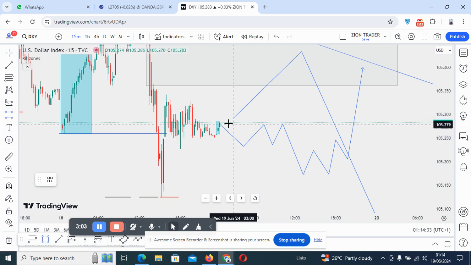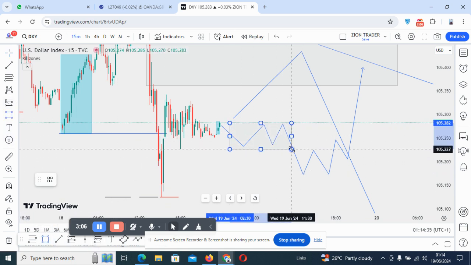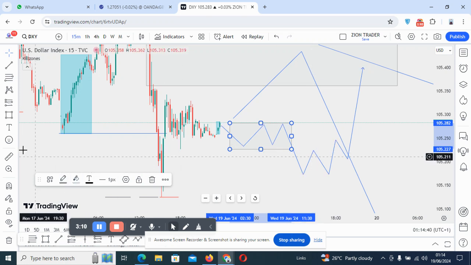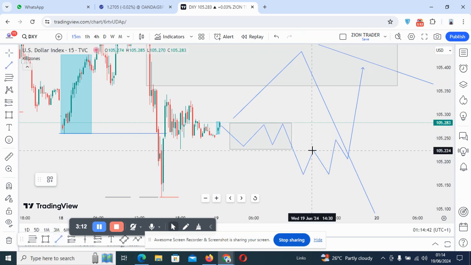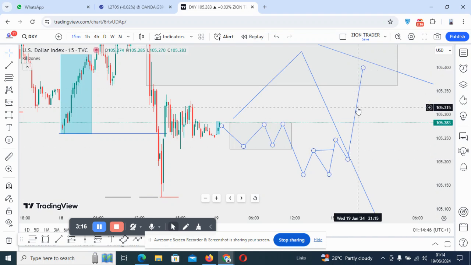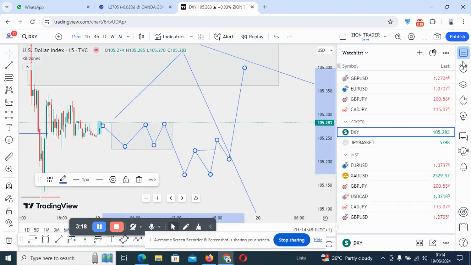So let's just say this is the Asia session, and the Asia low is taken out, and then I get to see something like this on the 15 minute time frame. I'm going to take a buy to the upside, guys. So I don't trade the dollar. We don't trade the dollar index.